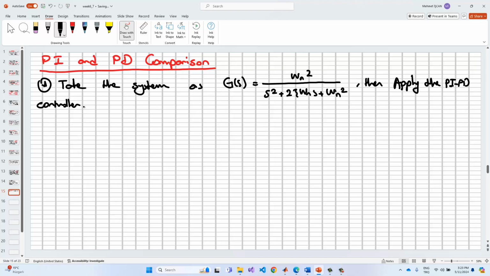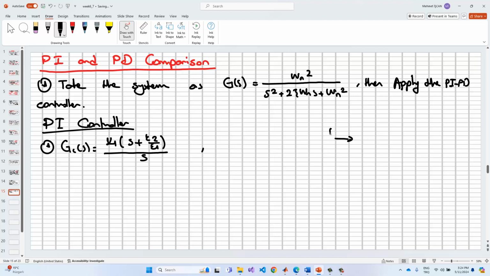In the first place, the PI controller can be applied. Just remember that adding the P and integral controller coefficients of this term, the controller must be equal to K1 times (s plus K2 divided by K1) divided by s. And the R transfer function is also given with R(s) plus minus, it's a unity feedback.